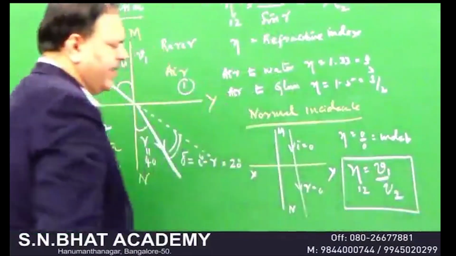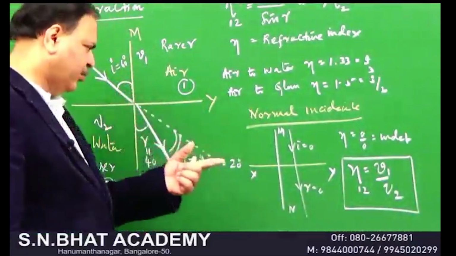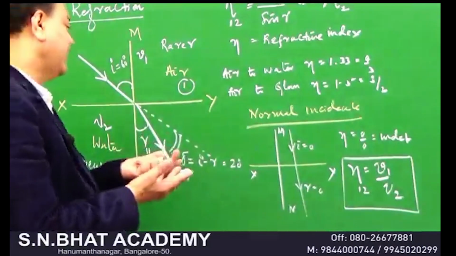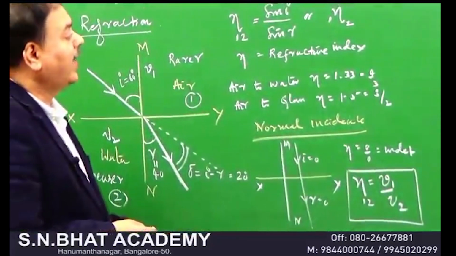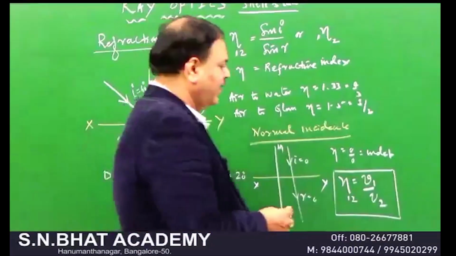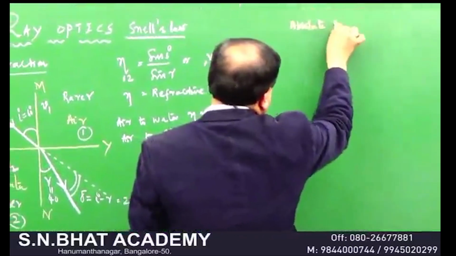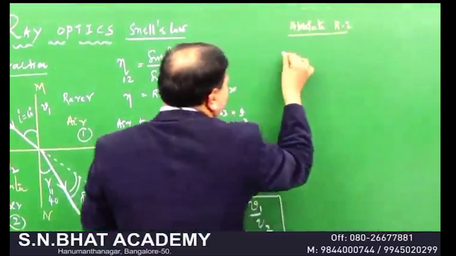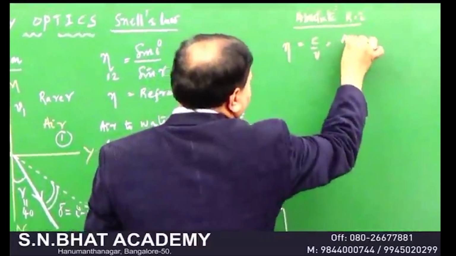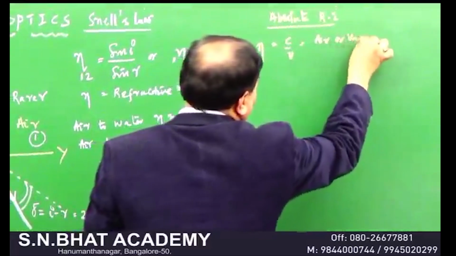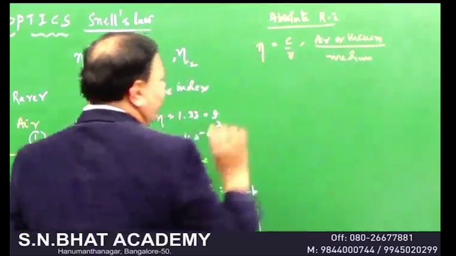Very important thing it is. It's the ratio of the velocity of light in medium 1 to that in medium 2. This is called relative refractive index. That means you can write the refractive index in terms of the velocity or in terms of the angle of incidence and angle of refraction. Now the absolute refractive index is n equals c by v, that is, the velocity of light in air or vacuum divided by the velocity of light in the medium. This is called the absolute refractive index.